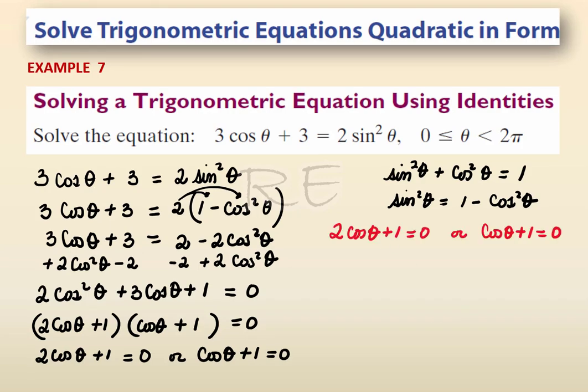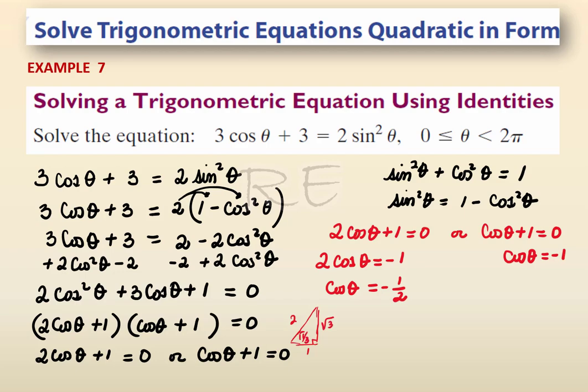Now, in the first equation, we're going to subtract 1 from both sides. 2 cosine theta is equal to negative 1. Cosine theta is equal to negative 1/2. In the second, cosine theta is equal to negative 1. Cosine theta equal to negative 1/2.